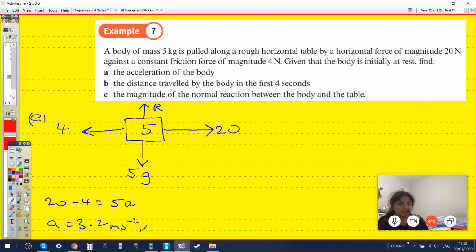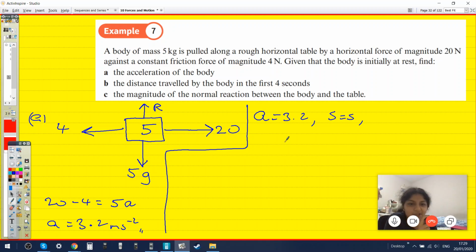Okay. How do you find the distance traveled by the body? So you said A is 3.2. We want S. Oh, you have to integrate, right? No, definitely not. Oh, why not? Oh, it's the acceleration. Oh, the acceleration is constant. Okay. I have to just do that.